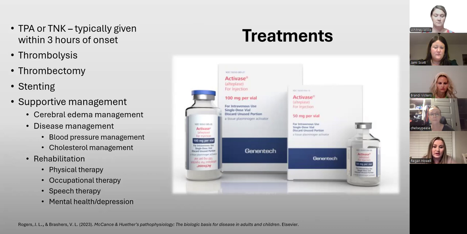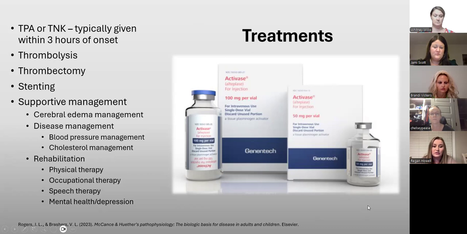And for supportive management, that can go for both ischemic and hemorrhagic strokes. So you want to have cerebral edema management and disease management. So you want to have control of your blood pressure and your cholesterol that could have led to the stroke. And for rehab, you want to do physical therapy, occupational therapy, and speech therapy just to minimize the amount of deficits that you might have following the stroke.